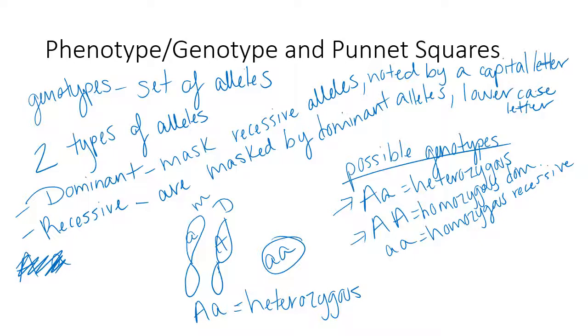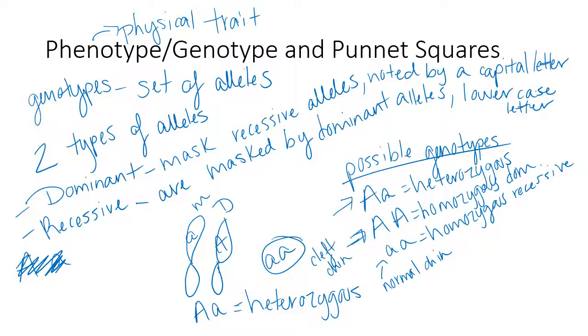And so these are your possible genotypes, and a phenotype is going to be the physical trait. So if you are this genotype, your phenotype would be normal chin. If you're this genotype, your phenotype would be cleft chin because of that dominant allele. And if you're this genotype, heterozygous, then your phenotype would be cleft chin.